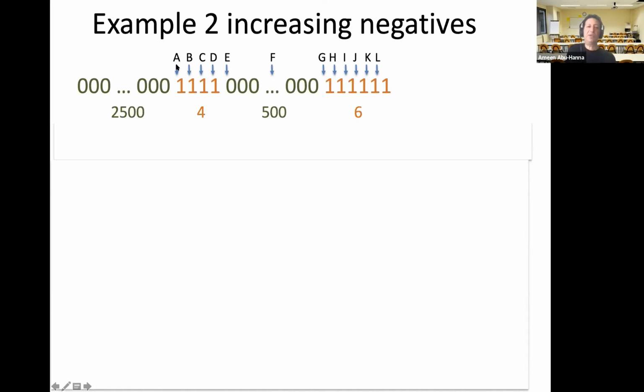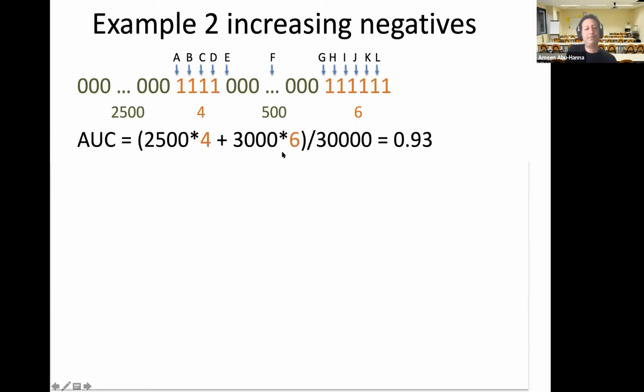So let's do the same trick now and take the A and B thresholds here. First thing, the AUC is the same. You just trust me, try it at home. 4 multiplied by 2,500 plus 6 will win from all these 3,000 on the left side who lived. It will be exactly the same. So nothing changed in the AUC.